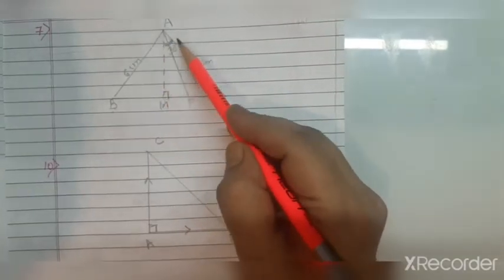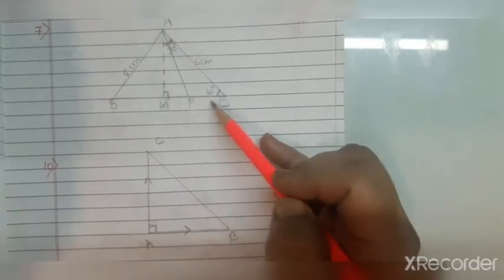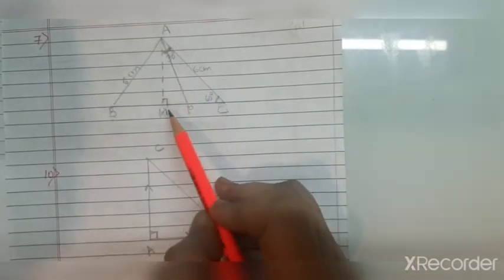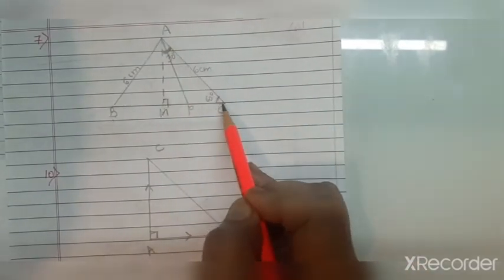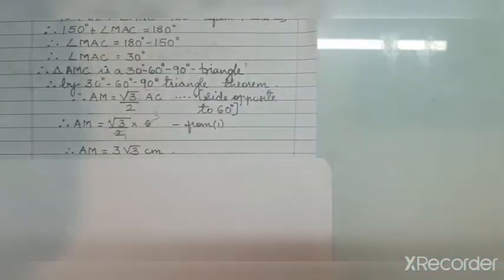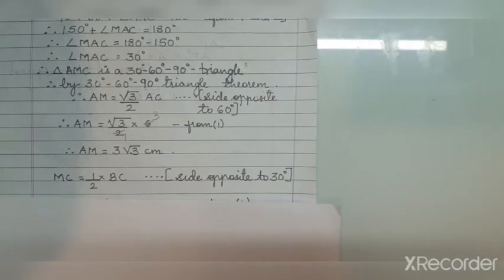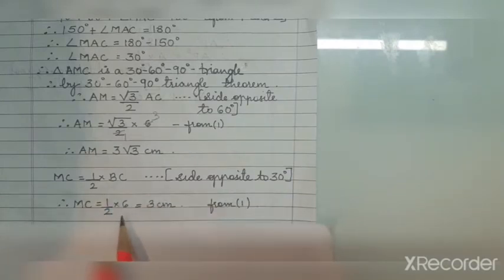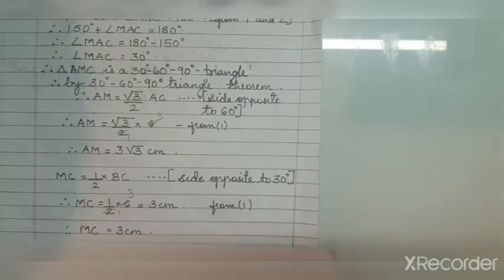Now the side opposite to 30, that is MC. So we can write MC is half the hypotenuse. Hypotenuse is AC. So MC is half the hypotenuse. In this way we will get MC. Okay. And you see here MC is half the hypotenuse. So half of 6. So here also 2 ones are 2, 2 threes are 6, and MC is equal to 3 centimeter.